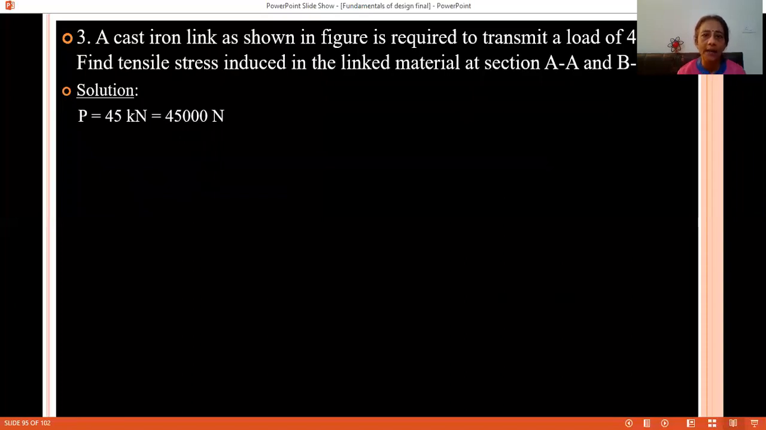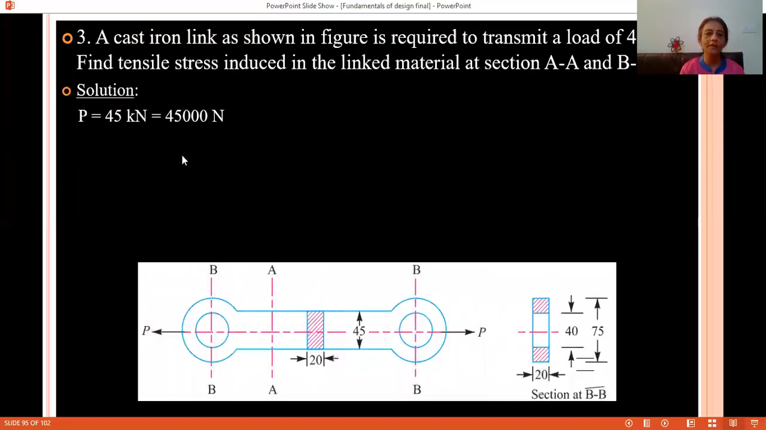Next question is for a cast iron link, which is subjected to a tensile load of 45 kilonewton, and we need to find the stresses induced in that link material at section AA and section BB. Here we can see that the load which is acting on the link is 45 kilonewton. Here we will find the stress in the material at section AA.